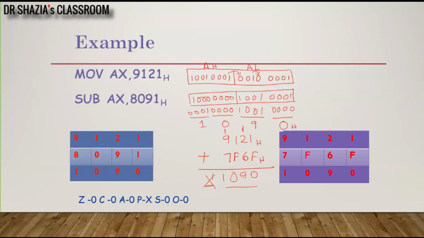Next is your sign flag. As the MSB bit of the result is low, the sign flag will be low. It's a positive number. And then next is your overflow flag. Now overflow flag also in this case is 0 because overflow has not taken place. So this is how basically we are going to represent the subtraction either directly or subtraction using 2's complement method.